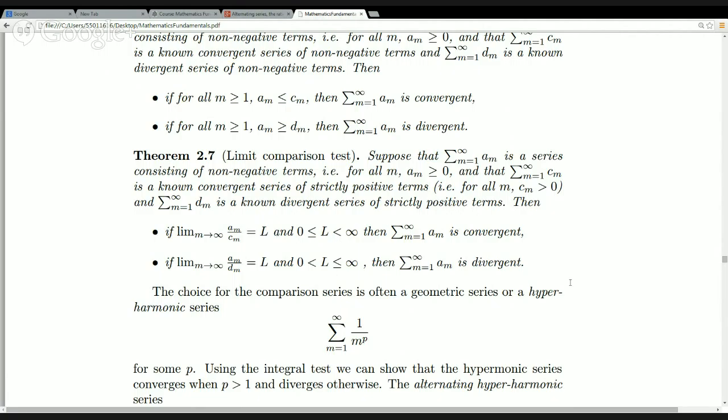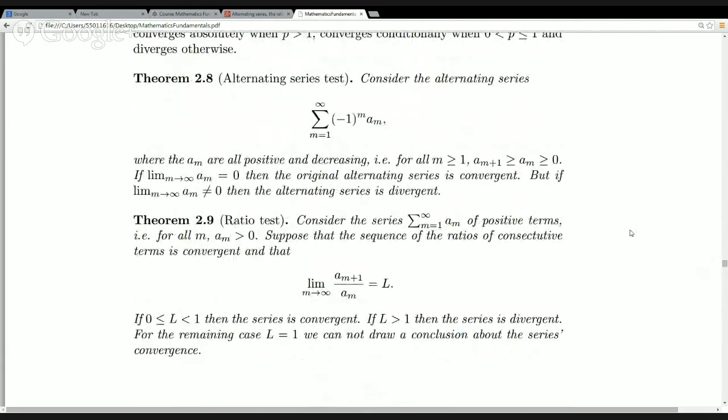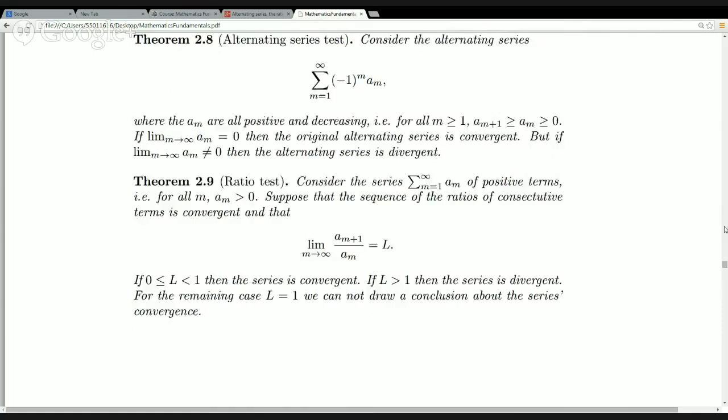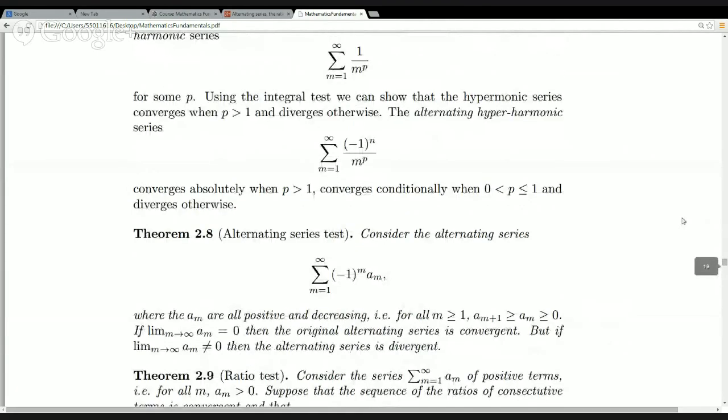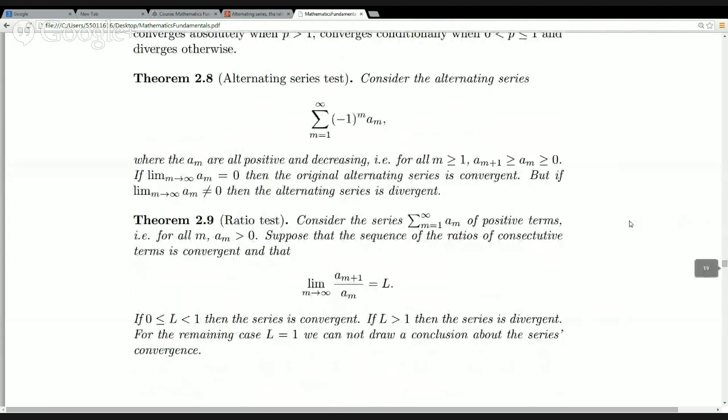Okay, so that was a quick recap of what we looked at last time. There are a few more tests to look at. We won't give formal proofs for them, but we'll give some motivation or a sketch of what the arguments would be, and then more importantly, we'll look at some examples. We'll discuss three of them now: the alternating series test, the ratio test, and the root test, theorems 2.8 to 2.10. Let's look at theorem 2.8 first, which is the alternating series test.